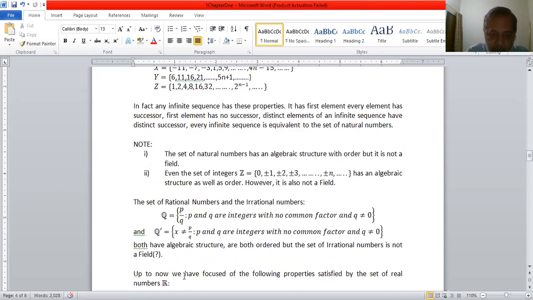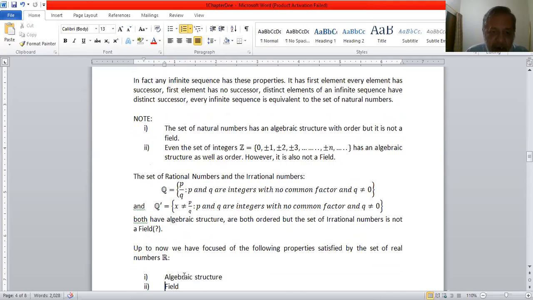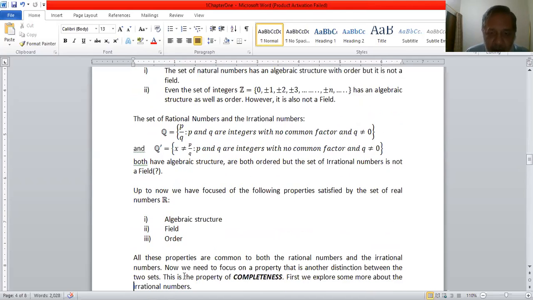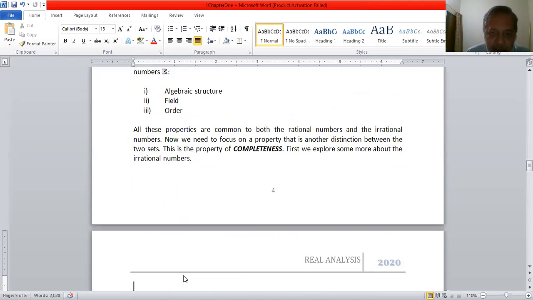So now we focus on completeness property. We mentioned it earlier, but to explore the completeness property we first need to explore rationals and irrationals a little, and develop a few more things.